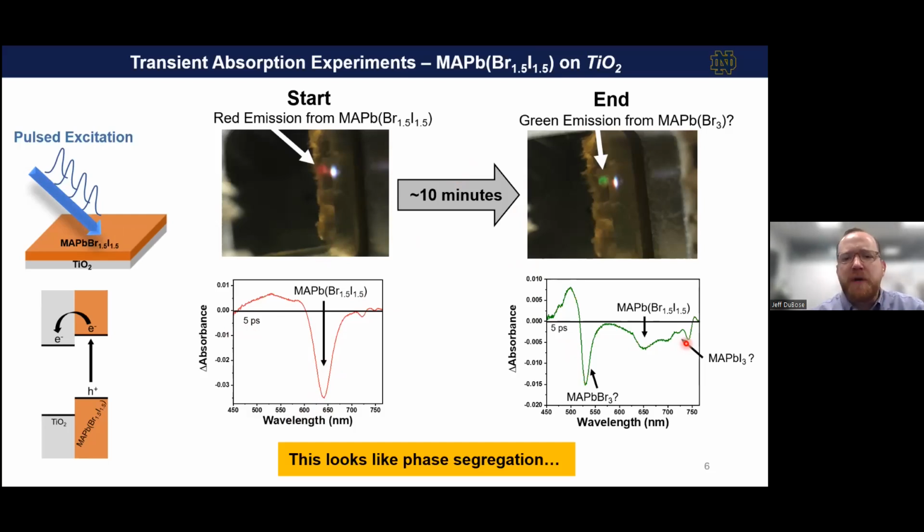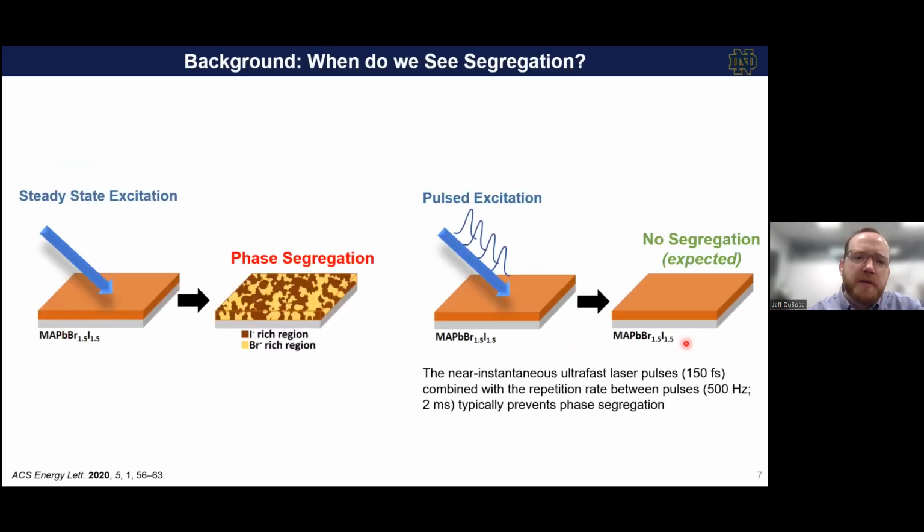We were a little bit surprised because we typically see phase segregation under conditions of steady state excitation. If you have a lamp or a continuous wave laser, typically you need this continuous excitation on the perovskite to induce phase segregation and start forming iodide and bromide rich domains. So continuous wave, or a xenon lamp like a solar simulator, is what we expect to induce phase segregation.